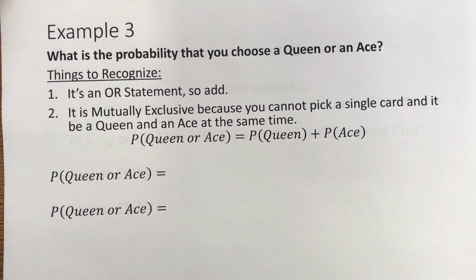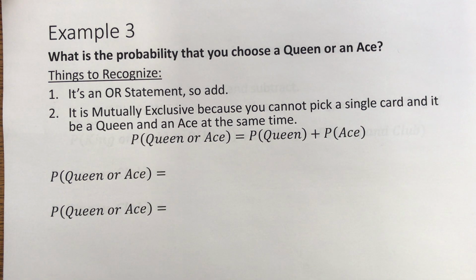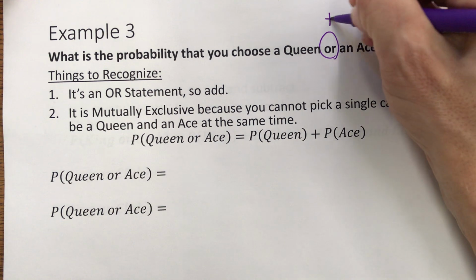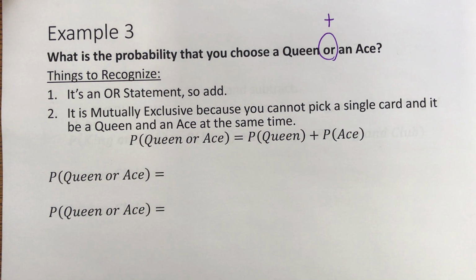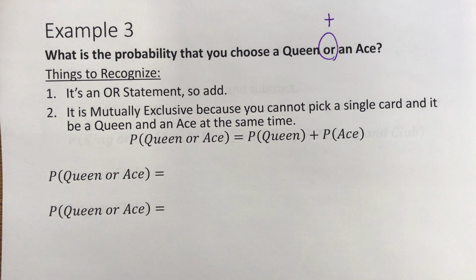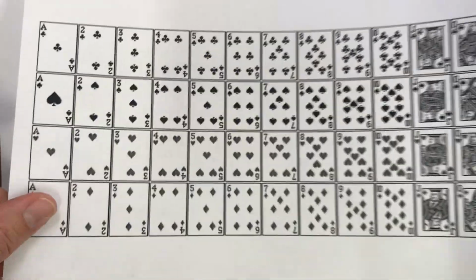What is the probability that you choose a queen or an ace? It is an or statement, which means we are adding. It is mutually exclusive because you can pick a single card and it can be a queen, and it cannot be an ace at the same time. So I want to show you that on our deck of cards.